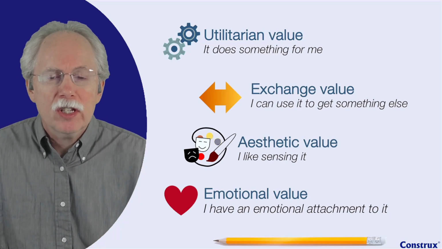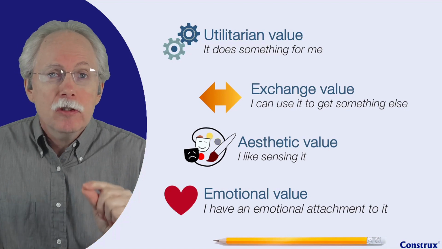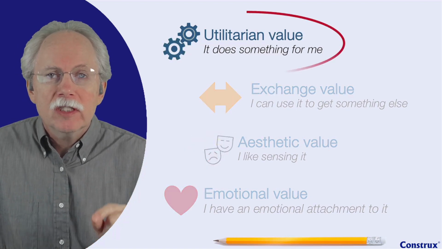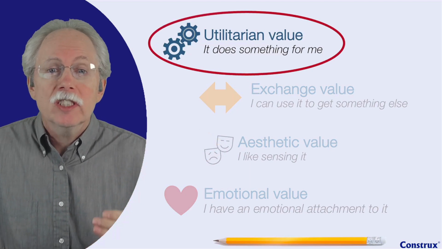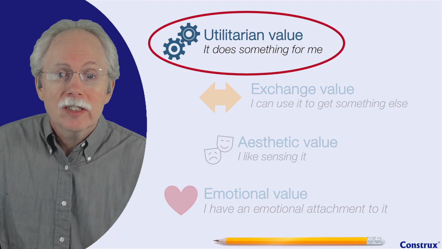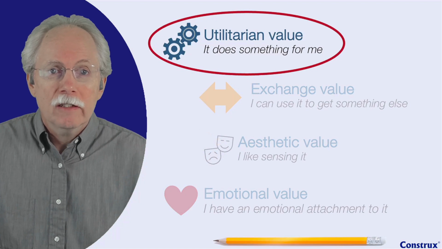So why talk about these 4 types of value? Well, when we're trying to add value to requirements, what we really want to do is be focusing on this utilitarian value. Now, there is exchange value, there is aesthetic value, maybe even emotional value in your product. This is not a one thing fits all, but we really need to focus on utilitarian value.